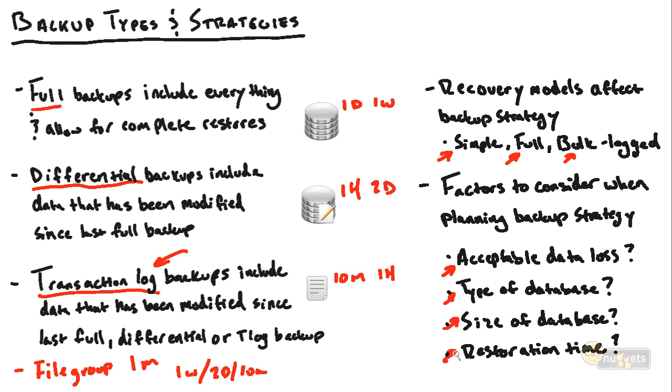Another big factor here is going to be restoration time, and this is going to be more of a factor for those businesses that do not invest in or implement a high availability solution like database mirroring or Always On availability groups. Because if something goes wrong in the middle of the day, they're going to be scrambling to get a database back online from a backup.